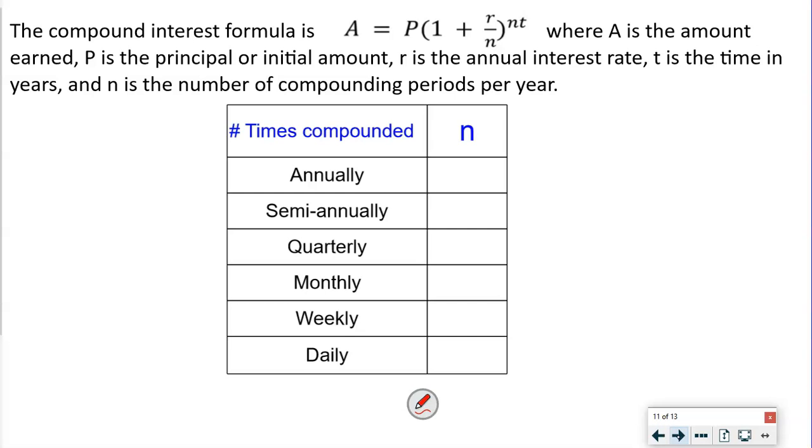So it says A is the amount earned over time or that you paid for something. P is the principal or initial amount. R is the annual interest rate. T is the time in years. And N is the number of compounded periods. So annually would be 1, semi-annually 2, quarterly 4, monthly 12, weekly 52, and daily 365. Keep this table because it's going to be important as we move through the next set of problems, okay?